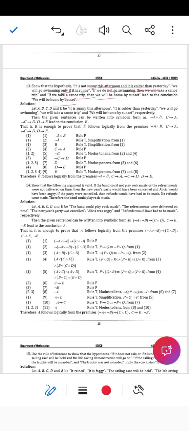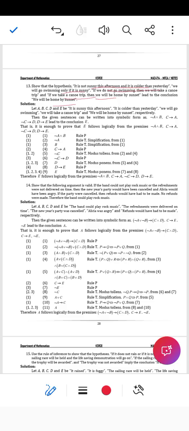In a similar manner, we will go swimming is assigned C, and the fourth one, we will take a canoe trip, is assigned D. The final one, we will be home by sunset, is assigned E. So in the given problem, there are 5 simple sentences, assigned the variables A, B, C, D, and E.